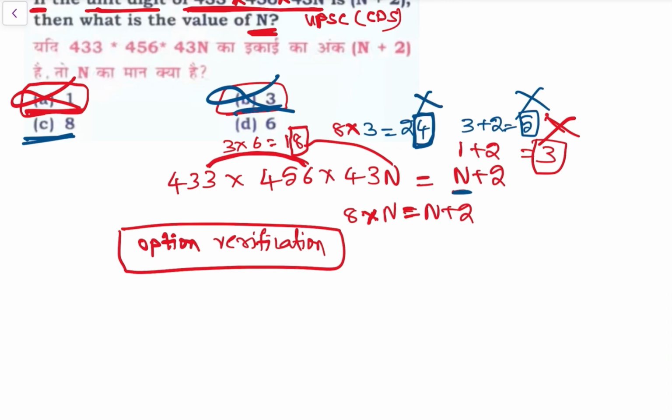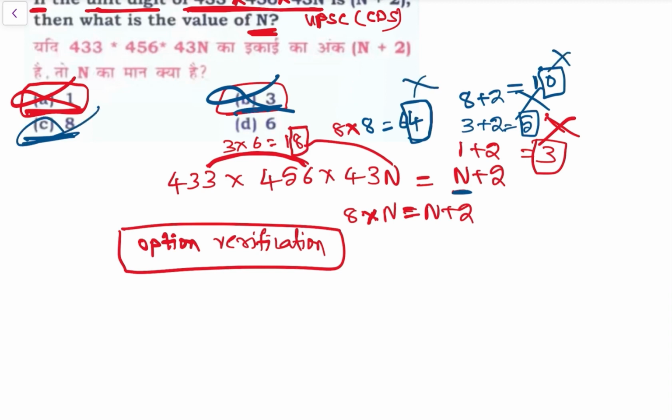Then let's take option C, n is equal to 8. So when we take n is equal to 8, it would be 8 into 8, that is 64, so 4 is the unit digit on this side. Then here if we take n is equal to 8, that is 8 plus 2, that is 10, so 0 is the unit digit here. So 4 is not equal to 0, the unit digits are not equal, so option C is also an incorrect option.